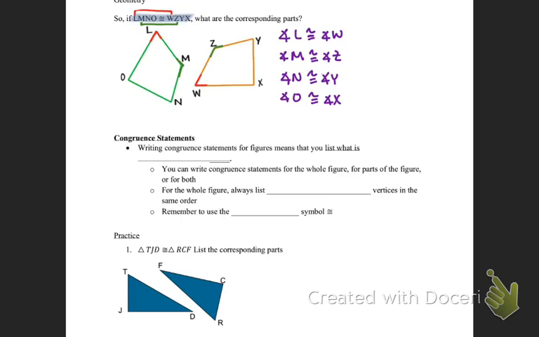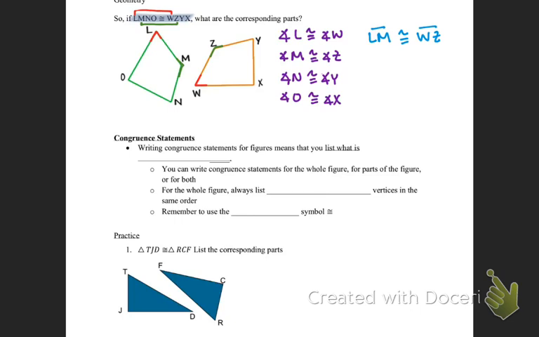So if I start with side LM, LM is going to have to be congruent to WZ. And I want to name it in that order because L and W match, M and Z match. Now on a quiz or a test, if you were to flip that order, I'd probably still give you full credit, but this is what we really want to do. LM is congruent to WZ. We want to keep the order.